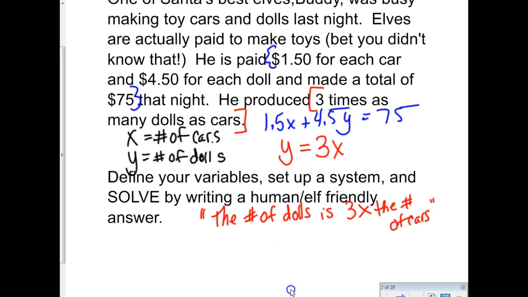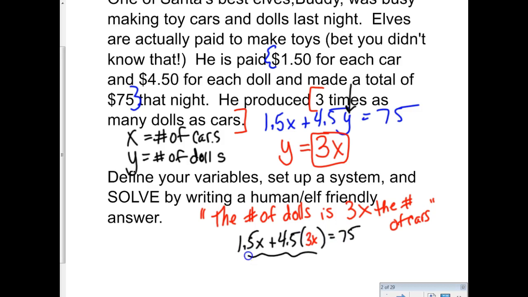So now they're going to ask you to solve it, and I think this is a great candidate for substitution. I would substitute in 3x in place of this y, and then I would solve. So 1.5x plus 4.5, we're not going to do y anymore, we're going to call it 3x, equals 75, and when you add this together you get 15x equals 75, so x equals 5. And then go back and plug it in for y, and you get y equals 15.